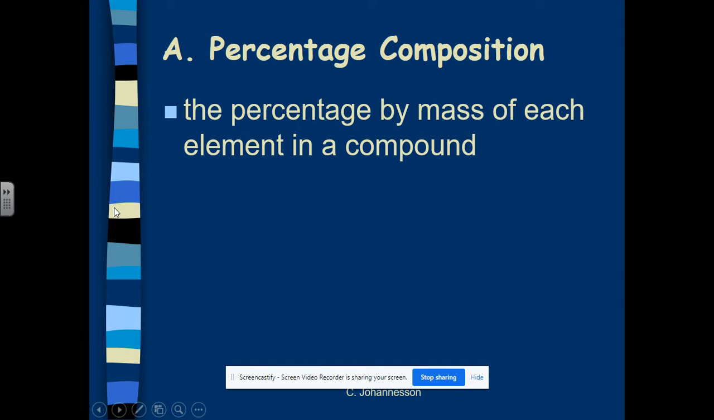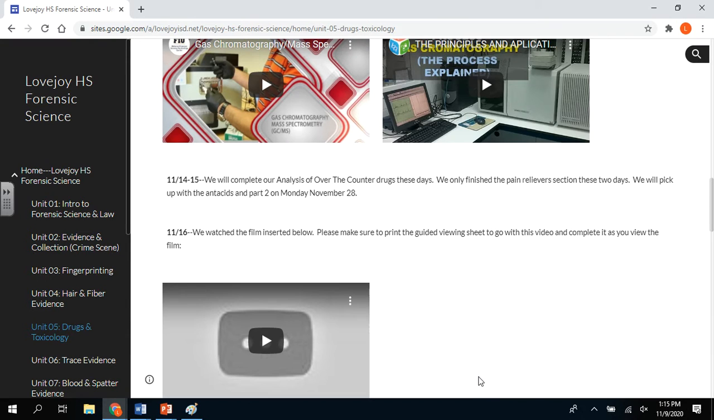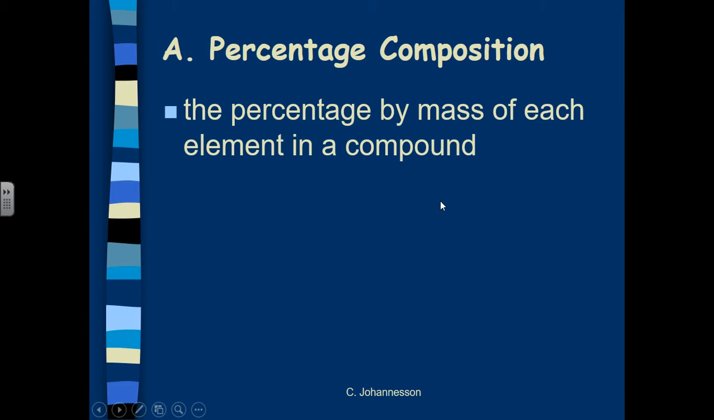Okay, these notes are fairly short. Let me see if that did not work. Okay, hang on just a second. Okay, these notes are fairly short.